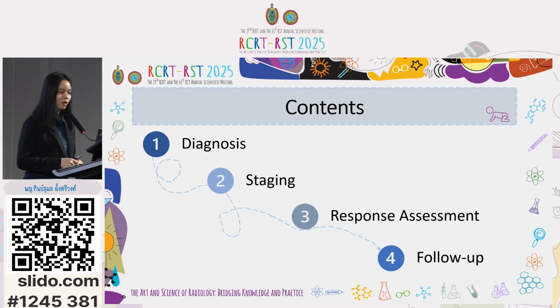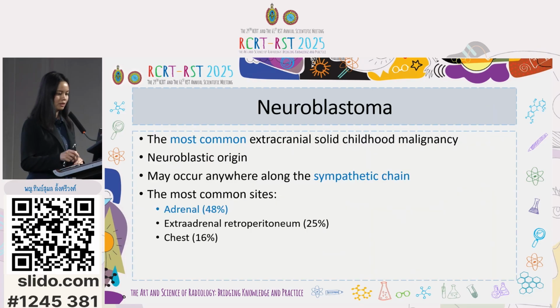Today, I'll talk about 4 main topics related to neuroblastoma imaging. These include diagnosis, staging, response assessment, and follow-up. Neuroblastoma is the most common extracranial solid malignancy in children and the third most common pediatric neoplasm behind only leukemia and brain tumors. It arises from primitive cells of the sympathetic nervous system.